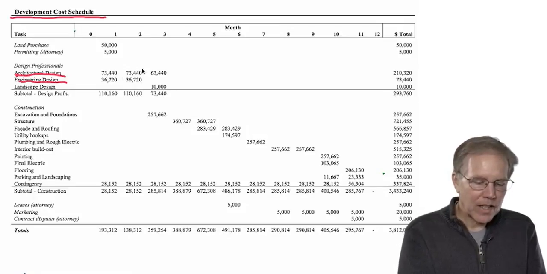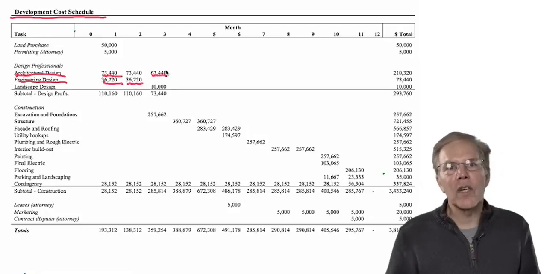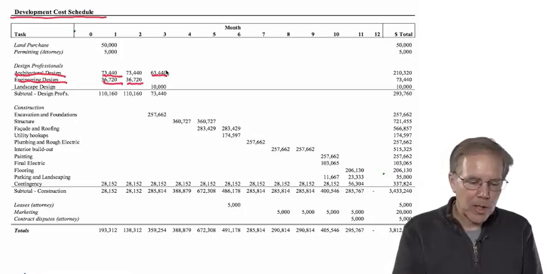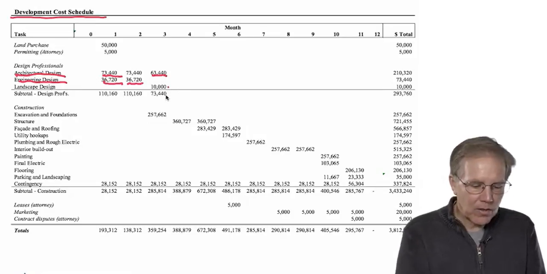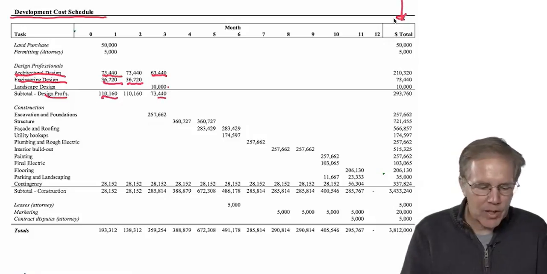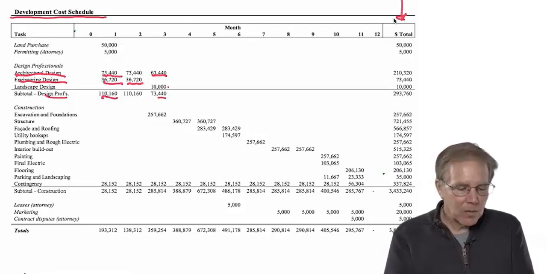They're going to get the architecture, engineering design going very, very quickly. Engineering design always finishes before architectural design. Everything is keyed off the structural engineering drawings in a building, so that's done before the final architectural work is done. And we'll have our landscape designer come in month 3. Okay, so I've got a subtotal here for the design professionals. And over on the right here, I have a column totaling everything for that task. And then we move through.